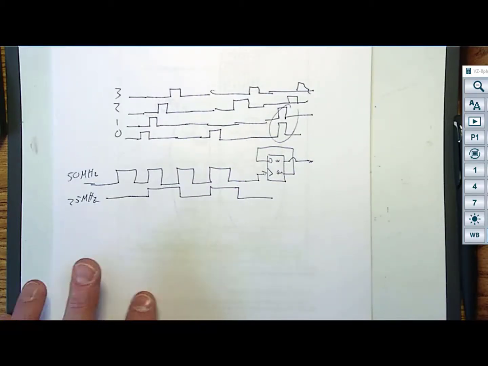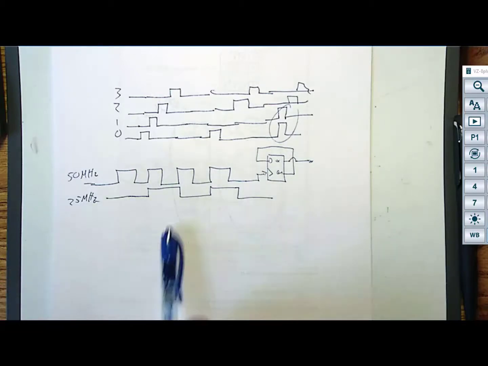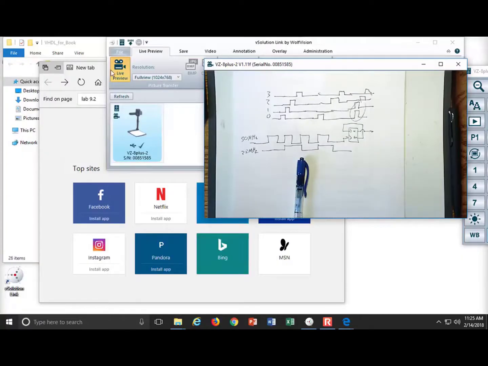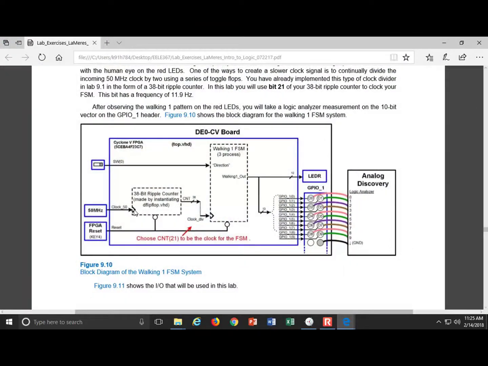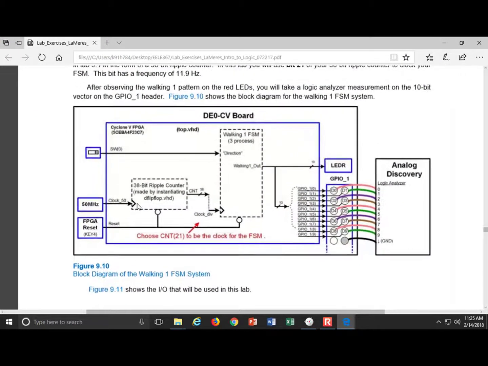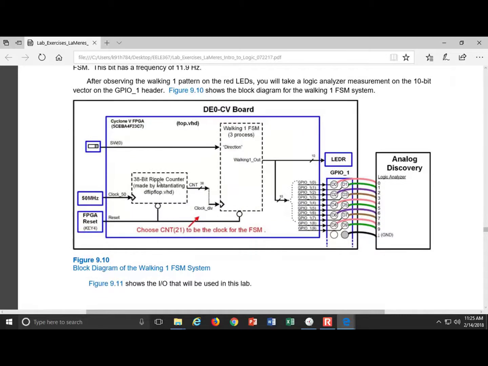You have already created this system to divide down the clock in the form of a ripple counter. Okay? So what you're going to do in this lab is you are going to make a new component. Actually, no, you don't even need to do that. You are going to take your 38-bit ripple counter that you've already done. Do you remember doing this? You've already got this ripple counter in here, and you're just going to pluck off one of the slower bits. And when you do that, you can actually use that to drive the clock of the finite state machine.